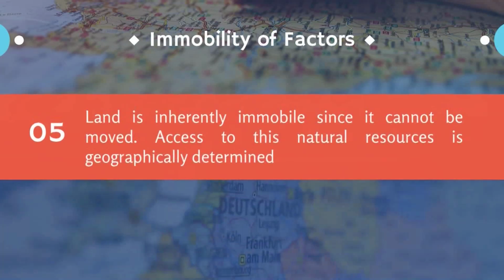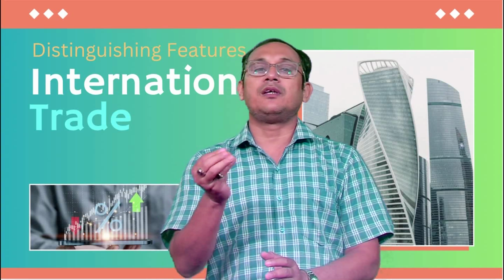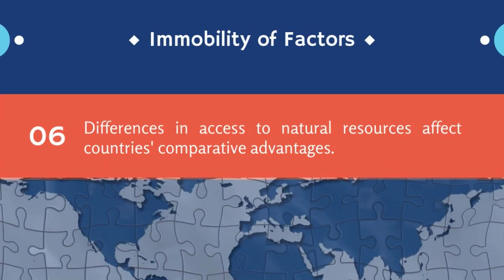But in international trade, it is not the case, because land is inherently immobile since it cannot be moved. Access to these natural resources, that is land, is geographically determined and often controlled by national policies and regulation, so it is obviously not mobile. But we need to study whether it has an impact on international trade. The impact is that differences in access to natural resources affect countries' comparative advantages, which ultimately influences their participation in international trade.